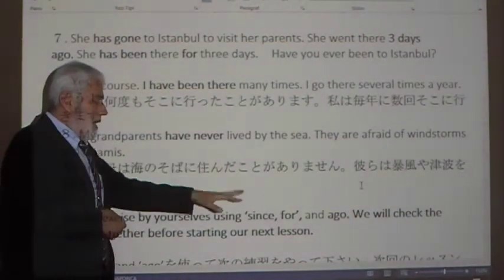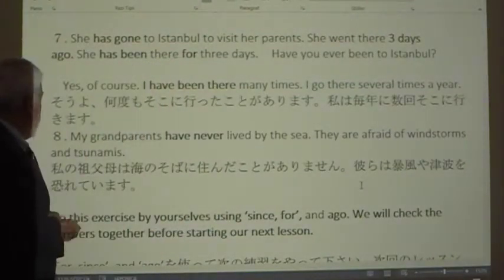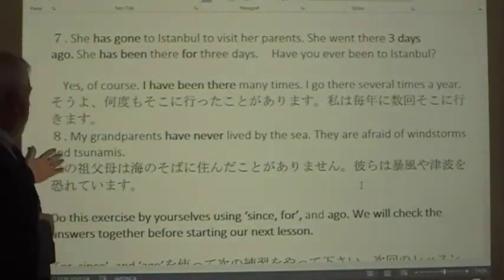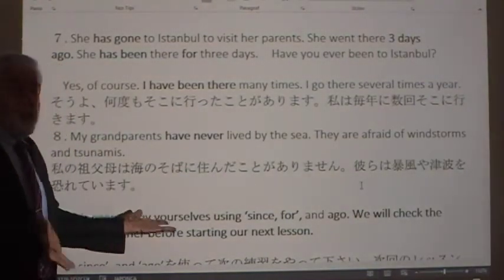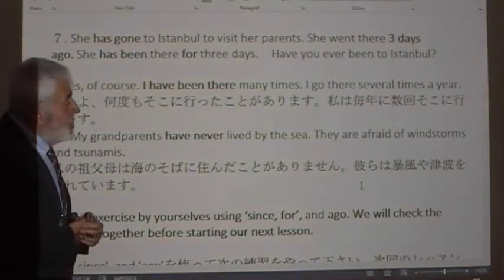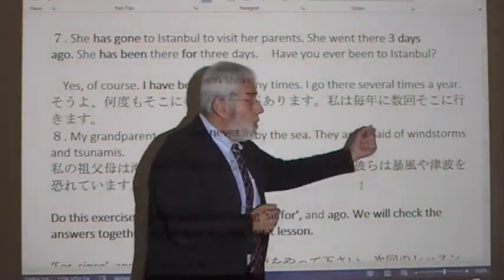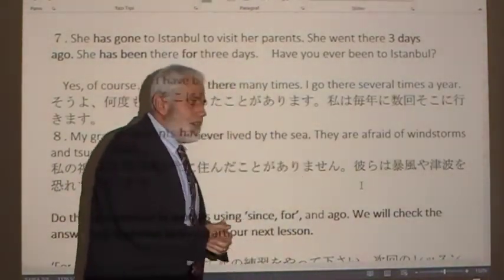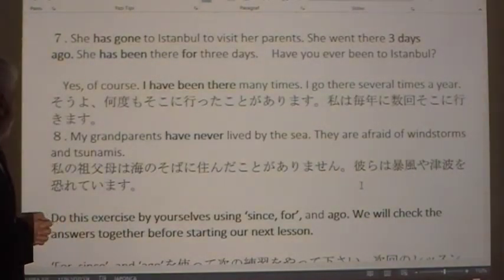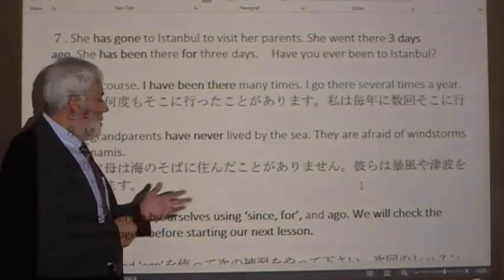My grandparents have never lived by the sea. 今までに。Have never lived by the sea. 私の祖父母は海のそばに住んだことがありません。So, my grandparents have never lived by the sea. どうしてかしら? They are afraid of wind storms and tsunamis. So they are afraid. Be afraid of. 何に怖がる。Wind storms は嵐、tsunami は津波。So, they're afraid of wind storms and tsunamis.